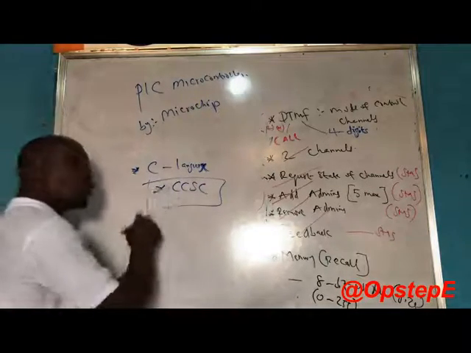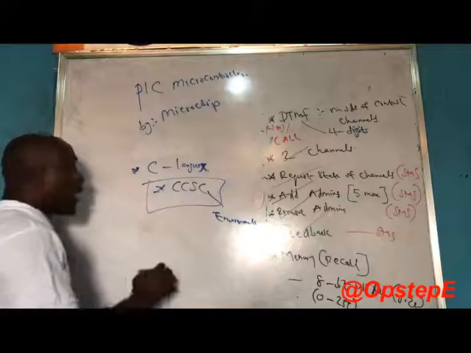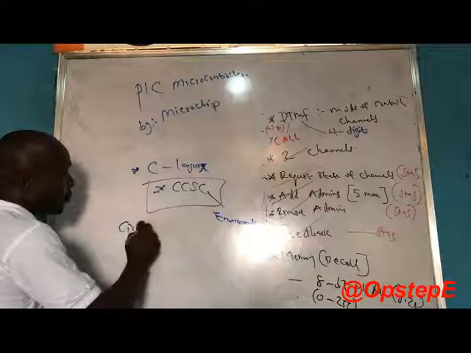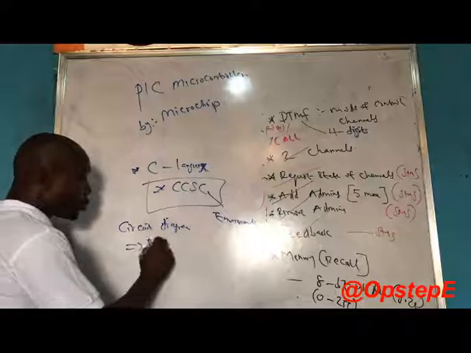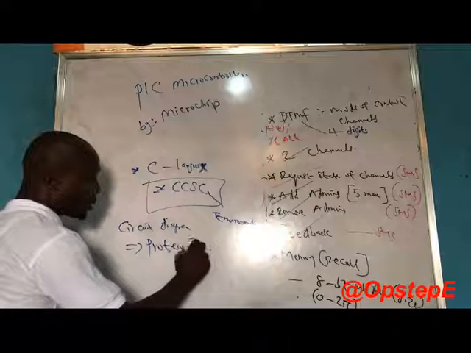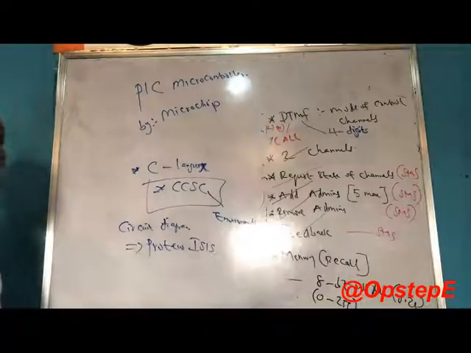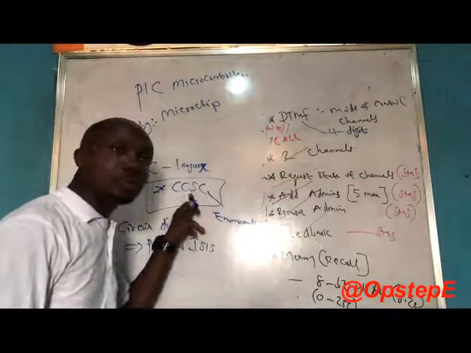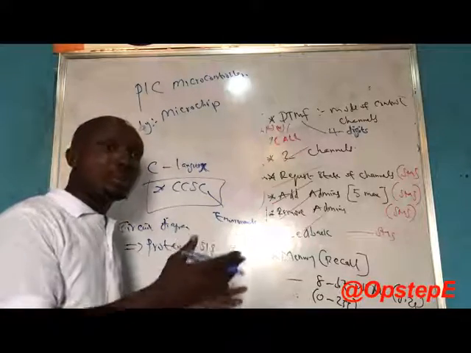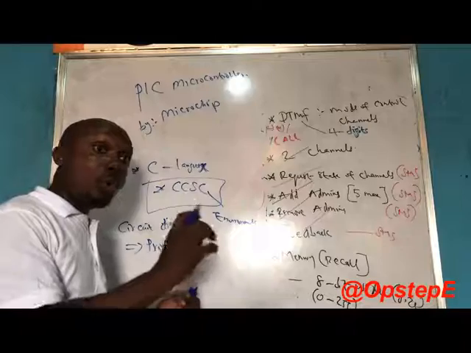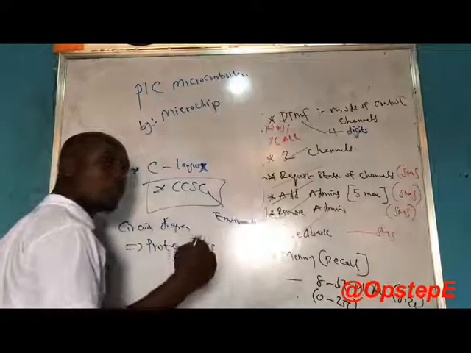Now, the environment where it was used is the CCSC environment. The circuit diagram was drawn using a simulator called Proteus ISIS. I'll show you all of that. Proteus ISIS was where the circuit diagram was drawn, and then the code was written in the CCSC environment, and then after it was compiled, files were generated. A .hex file was generated. That was what was added to this Proteus ISIS to simulate the project, to see how it was going to work. Are you with me?